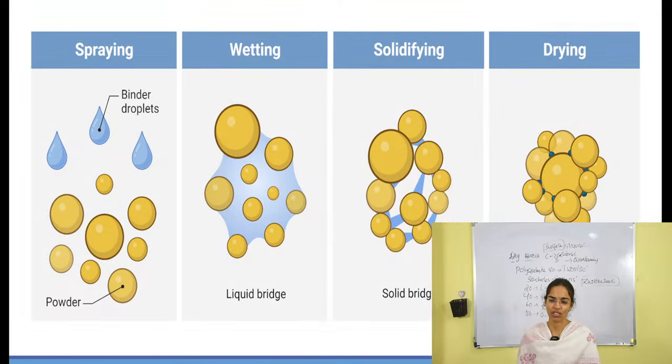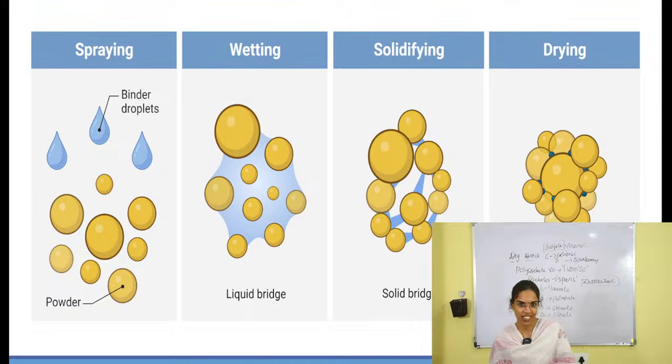So this is the procedure of granulation: the spraying of the liquid, wetting by using a binding agent, and then development or establishment of a solid bridge by means of solidification. Then we go for drying. Question number next.